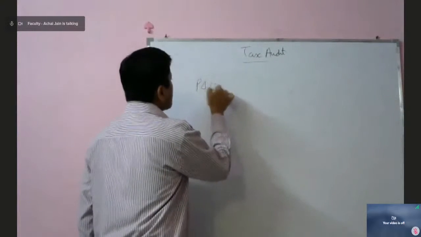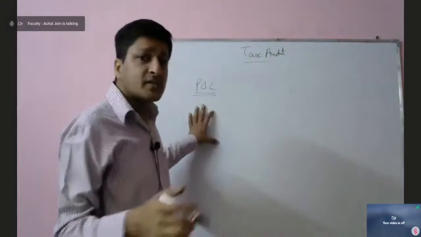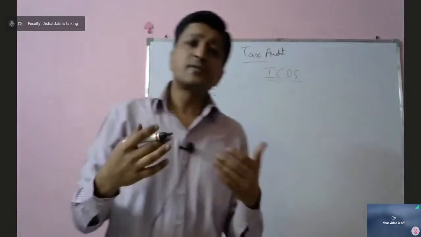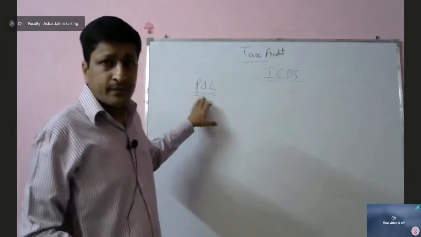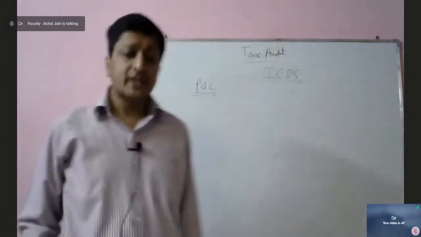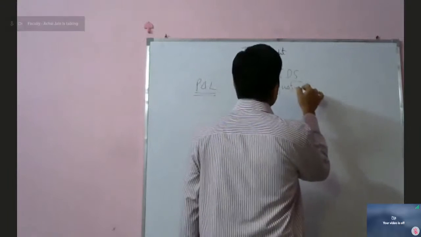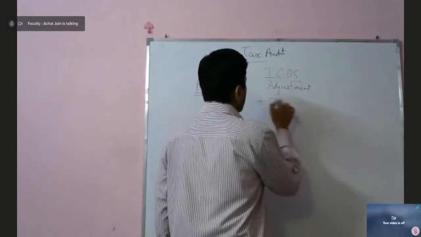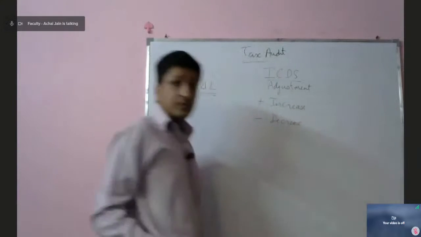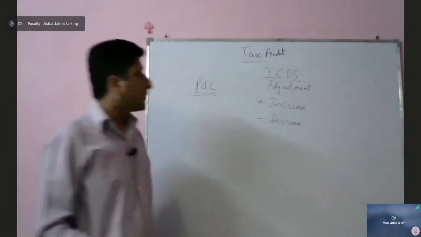Say the P&L of the company is computed, and on the basis of ICDS, certain adjustments may arise in the profit and loss, and those adjustments will have an impact on the tax of the company, or we can say the taxable income of the entity. Now those adjustments may lead to an increase in the taxable income or may lead to a decrease in the taxable income. It can be either way. Both of them are required to be considered.